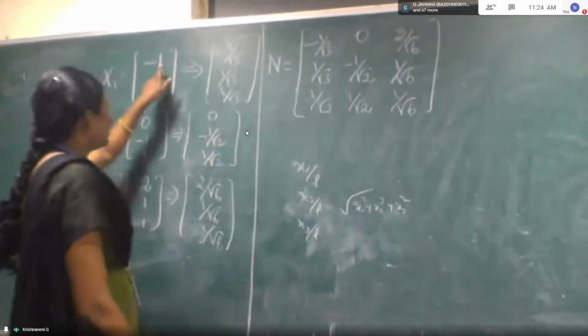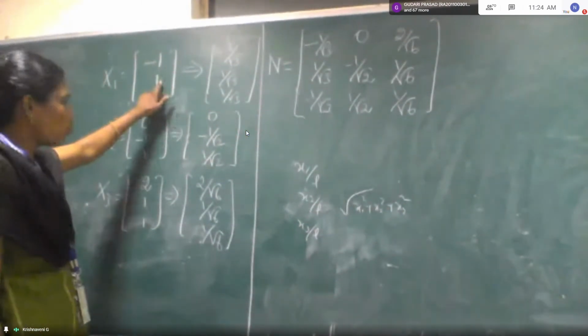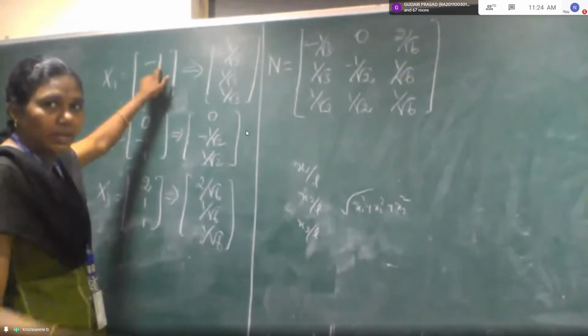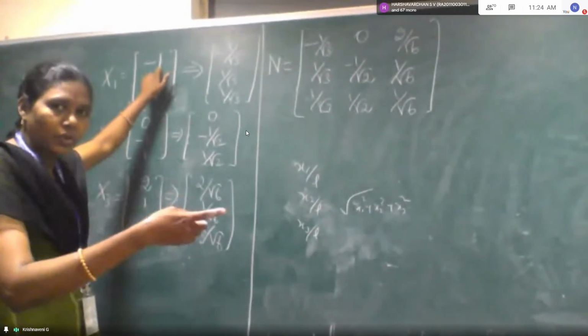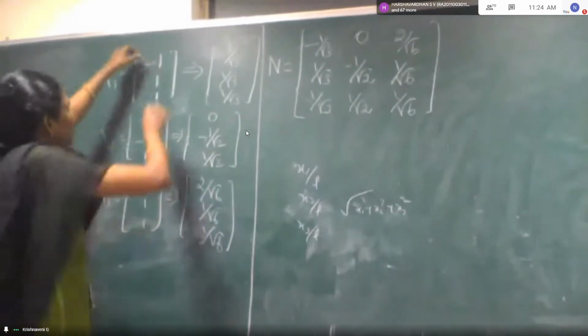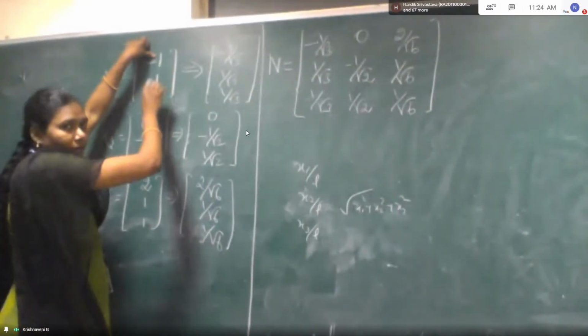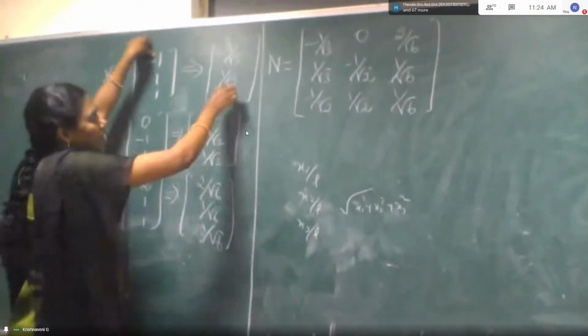Here the eigenvector is minus 1, 1, 1. Here x1 is minus 1. X1 divided by root of X1 square plus X2 square plus X3 square. Minus 1 by root of minus 1 the whole square plus 1 square plus 1 square, that is root 3.